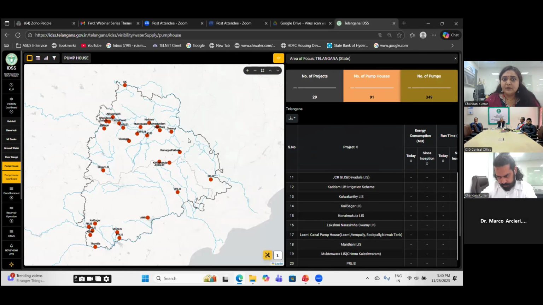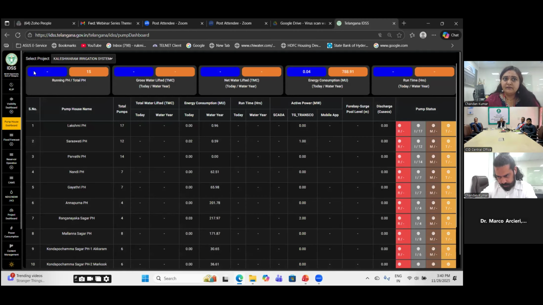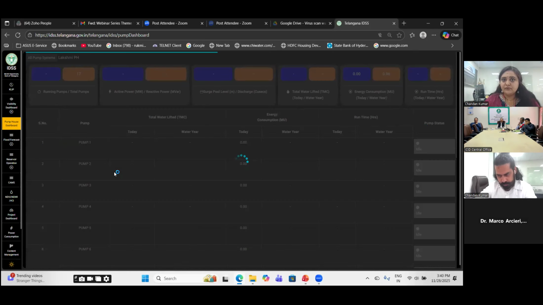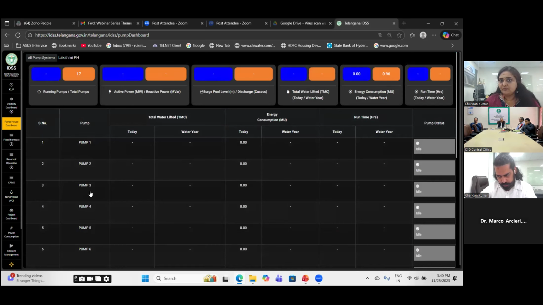And this is a pump house dashboard where again we have the different pump houses, and we can also understand the number of pumps which I have been showing over there. This is in the form of MIS.